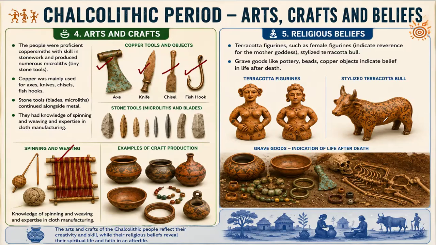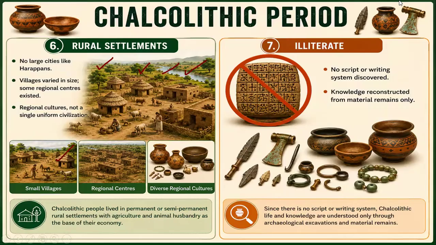Not only this, in the graves of the Chalcolithic period, archaeologists have discovered different goods, for example, remains of pottery, beads, and copper objects. So what does this indicate? This probably indicates a belief in life after death. Hence, along with the graves, we even find grave goods. Now let us move ahead and understand the other features of the Chalcolithic period.